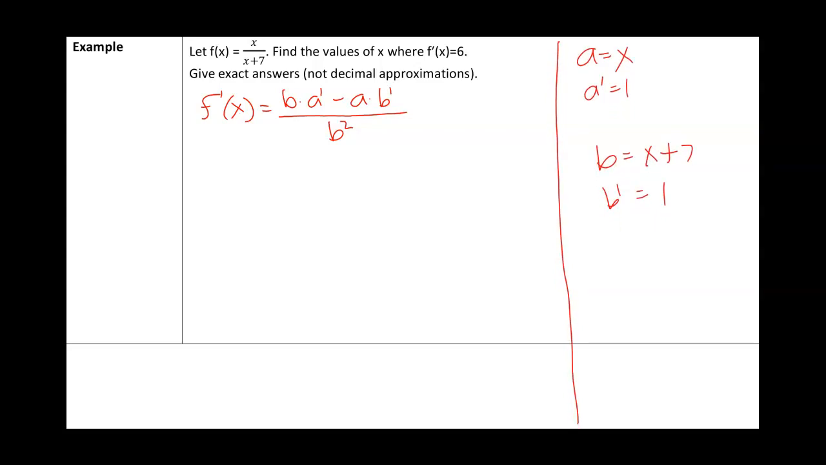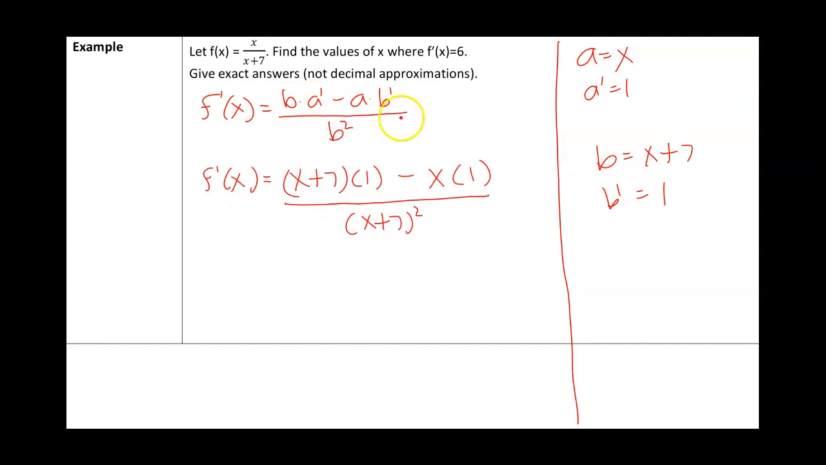This time is a lot easier. A is the numerator, which is x. B is the denominator, which is x plus 7. A prime is 1, b prime is 1, because the derivative of x is just 1, and the derivative of 7 is going to be 0. So f prime of x is going to be b, which is x plus 7, times a prime, which is 1, minus a, which is x, times b prime, which is also 1, divided by x plus 7 to the second power.